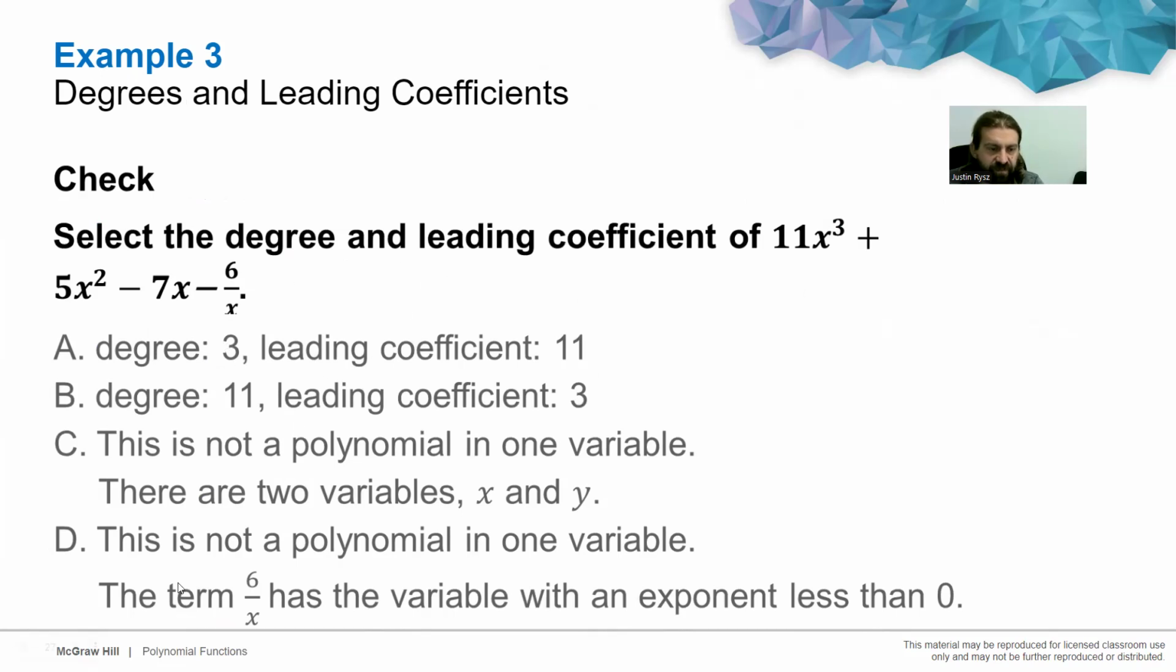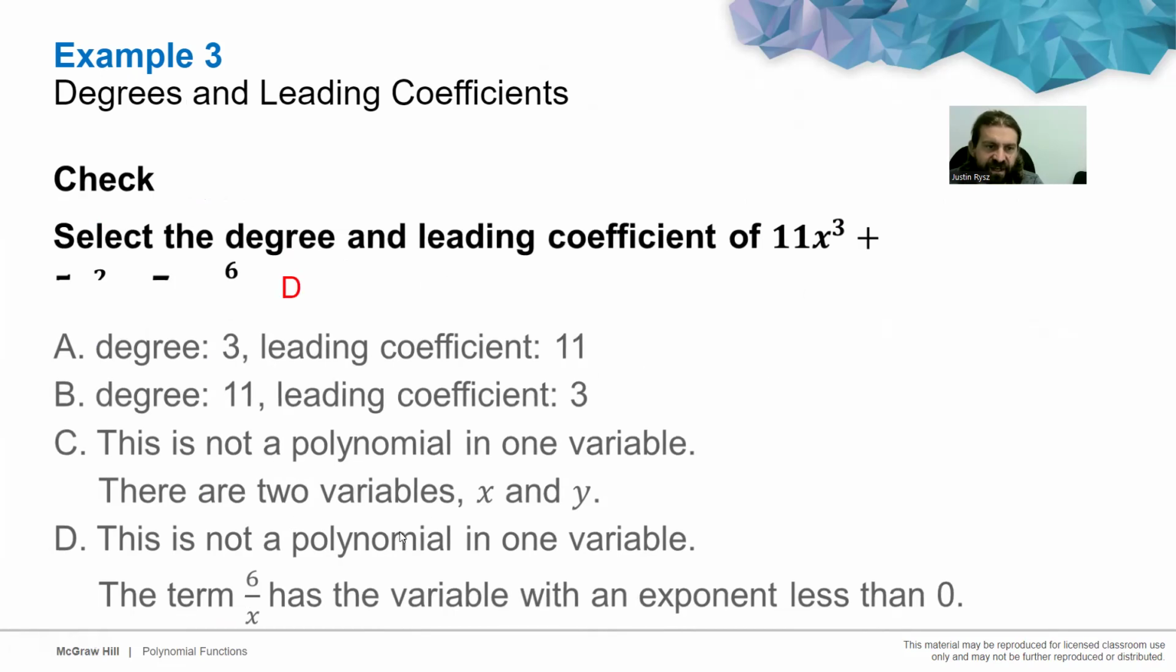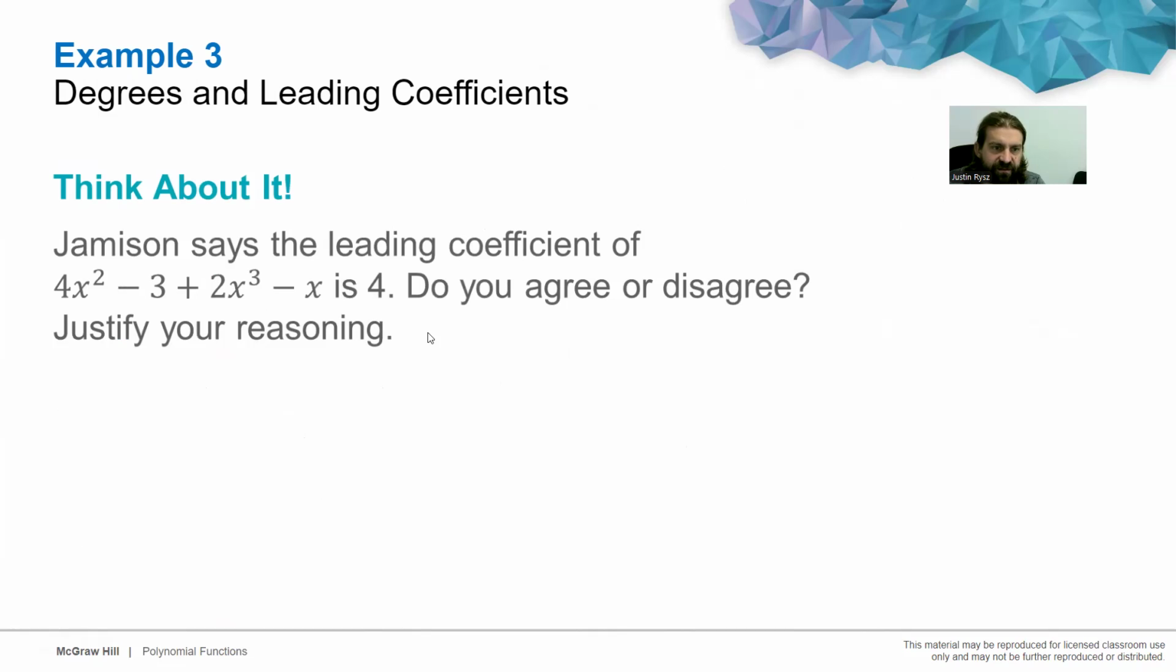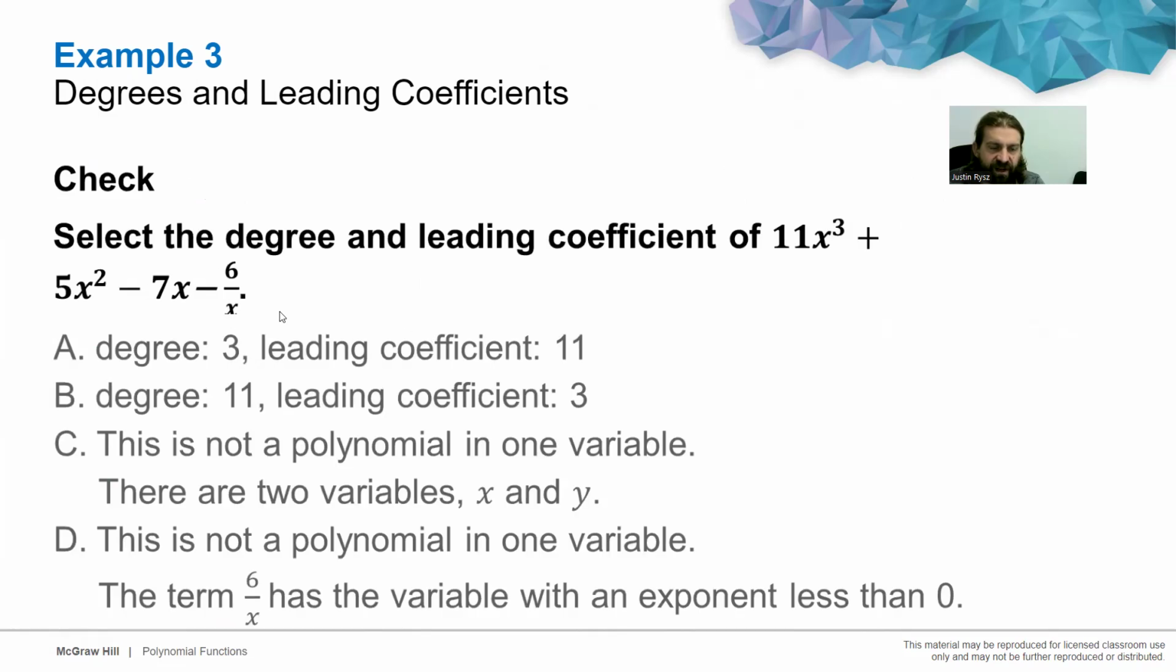So is the degree 3? Take a second, pause this video. Here we go. Now, you guys might have seen that this one is not a polynomial because we have this 6 over x. That is not a polynomial within one term. We can't have that in the denominator.